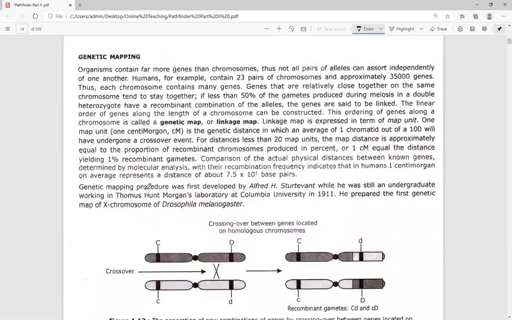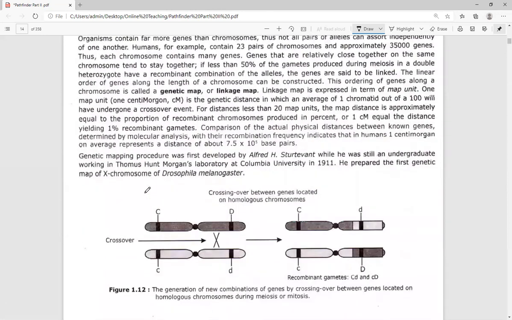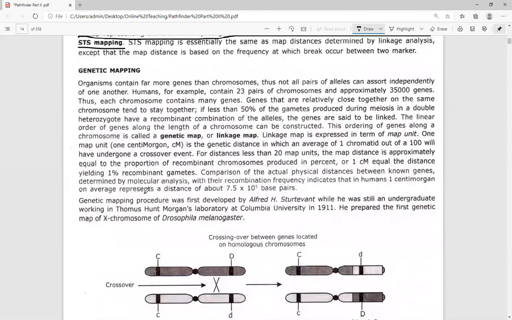Now, there is another type of map, and that is referred to as genetic mapping. What are these genetic maps, and how are genetic maps made? The first genetic maps were made by Sturtevant. These were the first maps made in order to locate genes.